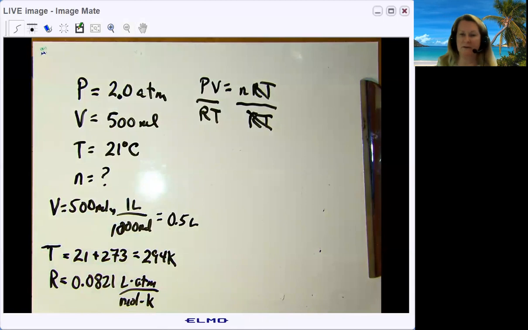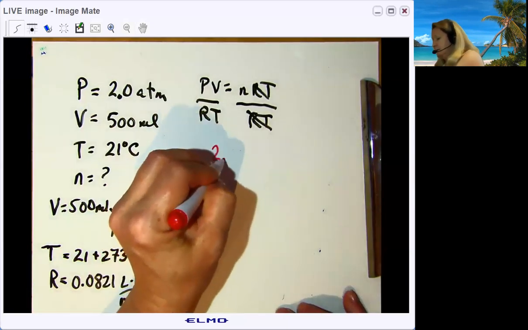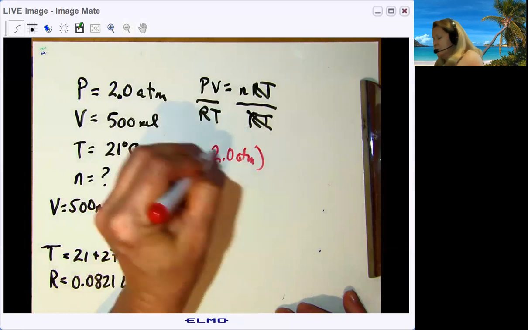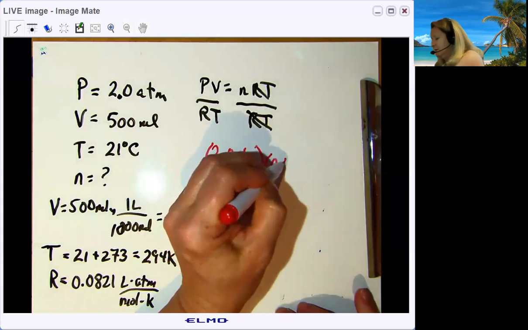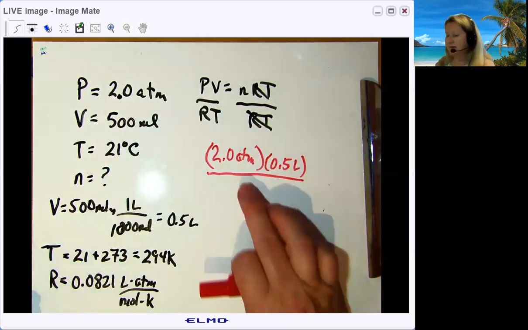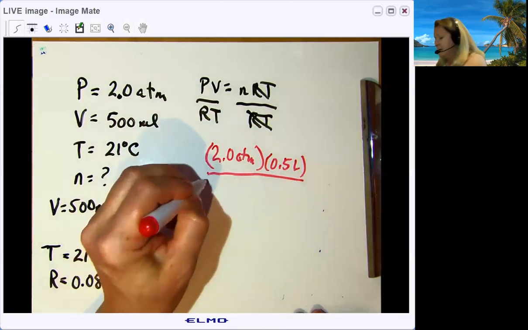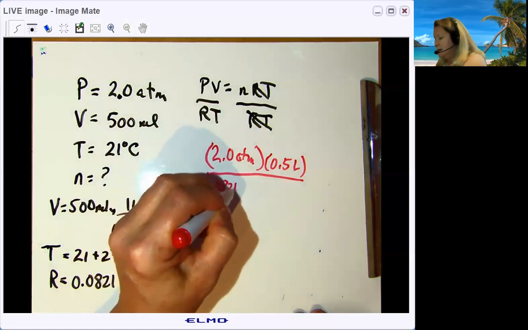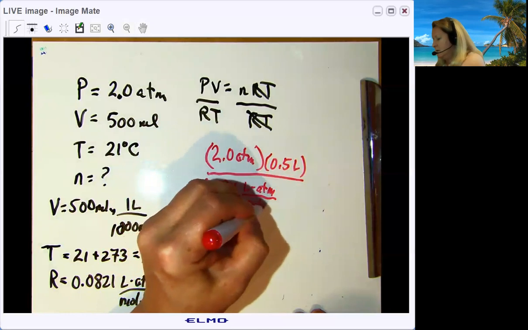Now that we have all the units figured out, let's go ahead and plug in our numbers and see what we get. Pressure is 2 atmospheres. Our volume is half a liter, 0.5 liters. This is going to be divided by R, and remember, since our pressure is in atmospheres, we want to use this value of R, 0.0821 liter atmospheres per mole Kelvin.